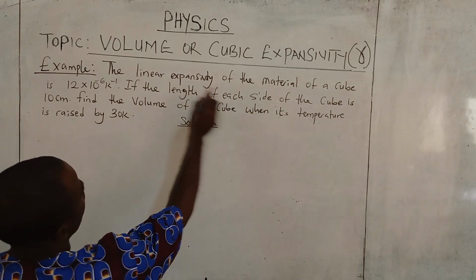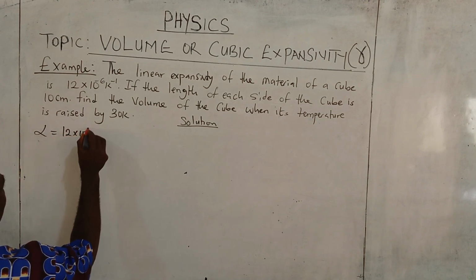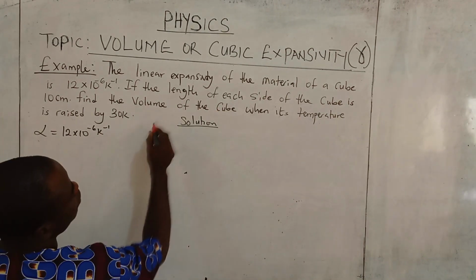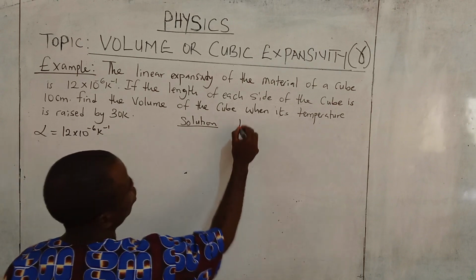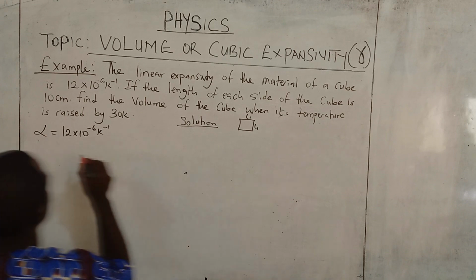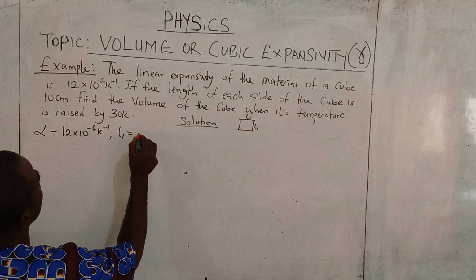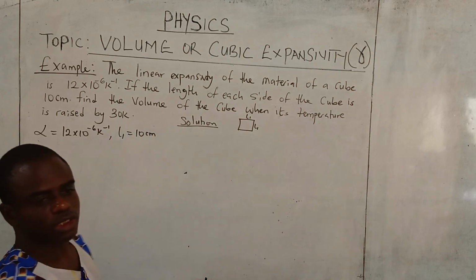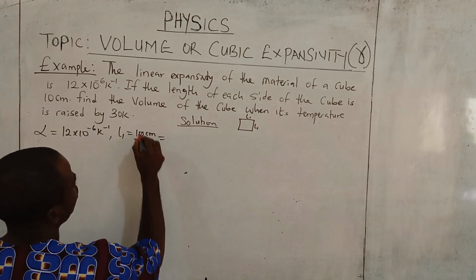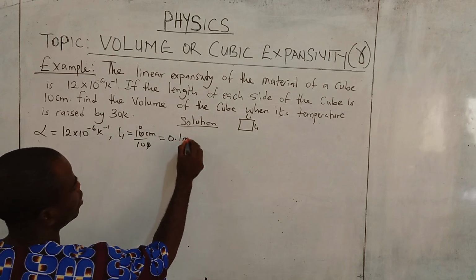Parameters: linear expansivity, 12 times 10 to the power minus 6 per Kelvin. Anyway, the length of each side of the cube is the same, since a cube has equal sides. Let's call it L1, equals 10 centimeters. Convert it to meters by dividing by 100, which gives 0.1 meters.